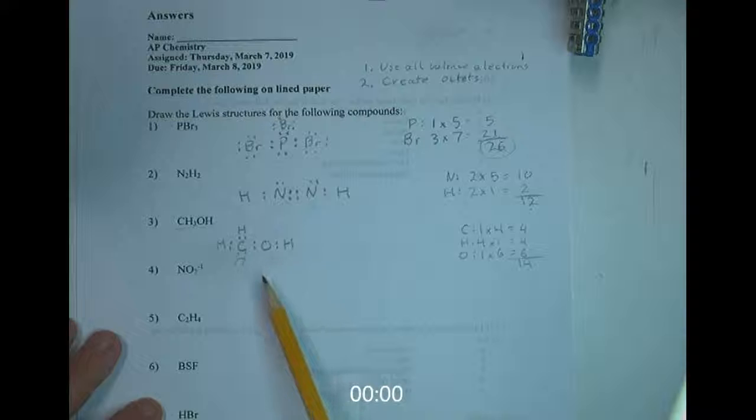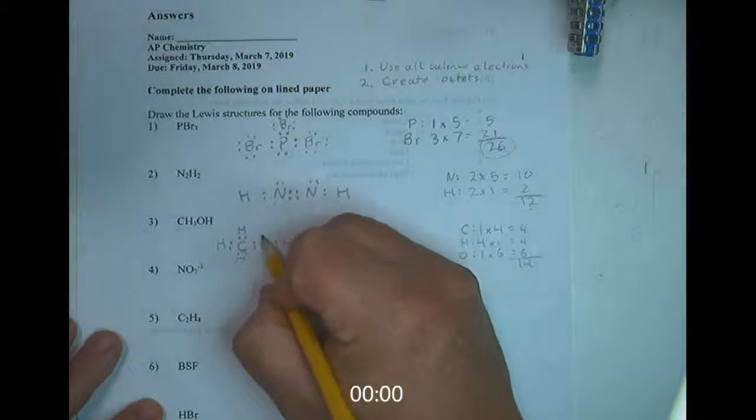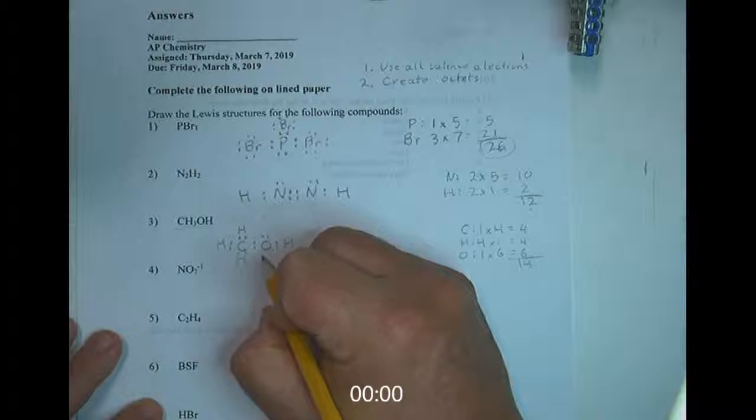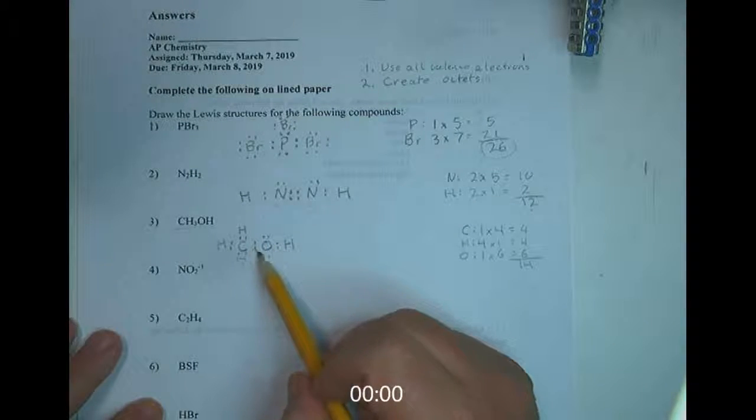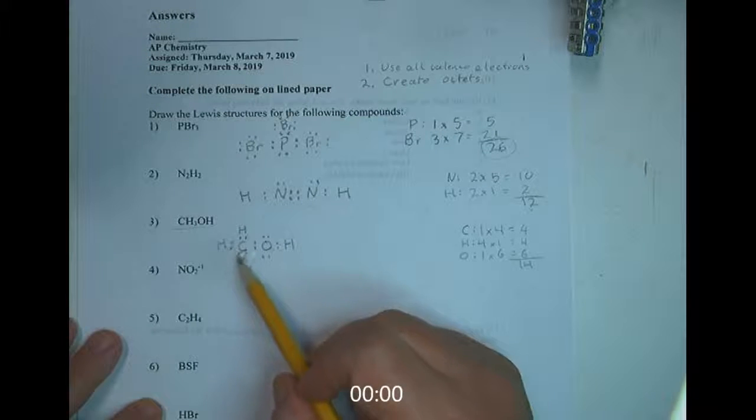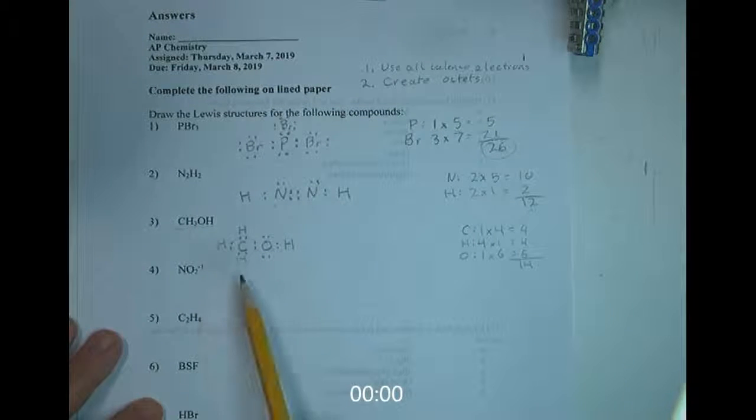Well, the only one that doesn't have an octet yet is oxygen. Hydrogens can only take 2 electrons. That's their octet. Carbon already has 8. So we're going to put 2 lone pairs here and here. And that does give us 1, 2, 3, 4, 5, 6, 7, 8, 9, 10, 11, 12, 13, 14. So everyone has an octet, and we've used all 14 electrons. So this is the final structure for our molecule.